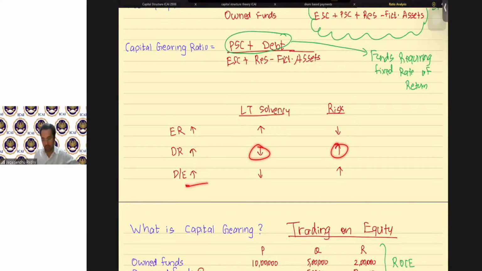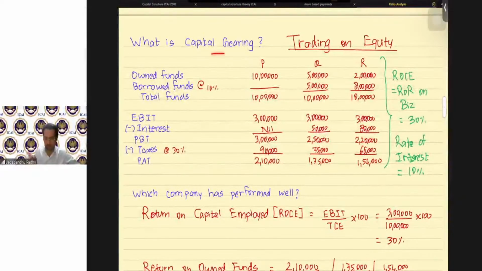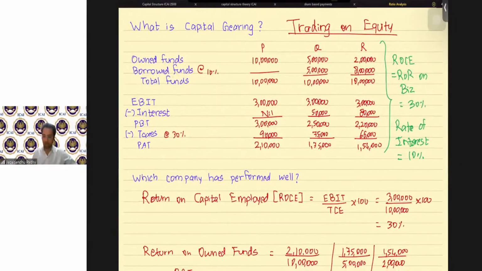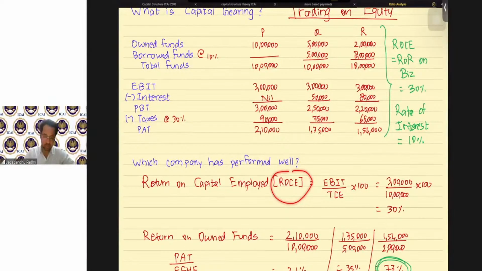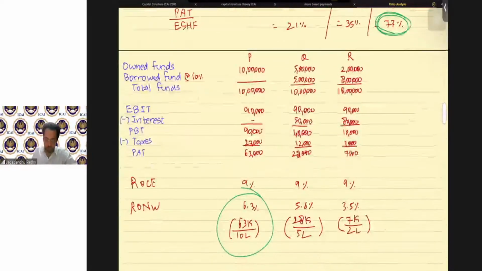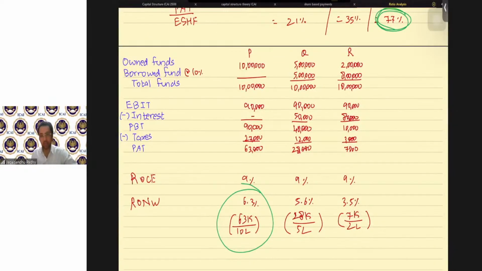And for debt equity, higher debt equity means lower solvency and higher risk. Now, what was capital gearing that we have discussed already? We simply said that it's a simple relation between return on capital employed and return on own funds. If your return on capital employed is greater than the rate at which you are borrowing money, your return on own funds will be a bigger figure, right? So return on net worth or return on equity will be amplified. It will be a multiple if you go for capital gearing.